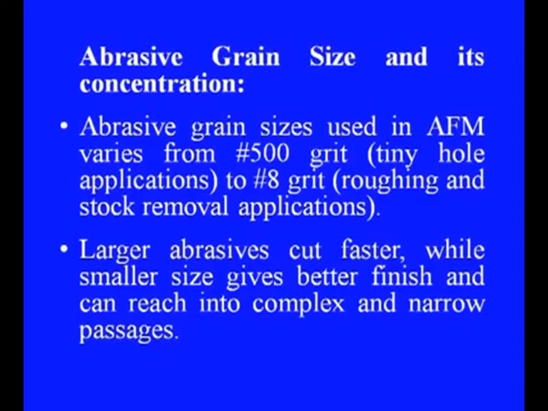Abrasive grain size and its concentration. Abrasive grain sizes used in AFM vary from 500 grit, which represents tiny hole applications, to number 8 grit, which is used for roughing and stock removal applications. Larger abrasives cut faster, as is always the case with abrasive machining processes, while smaller size gives better finish and can reach into complex and narrow passages. Generally, for finer finishes, we use finer abrasive materials without bothering about the material removal.